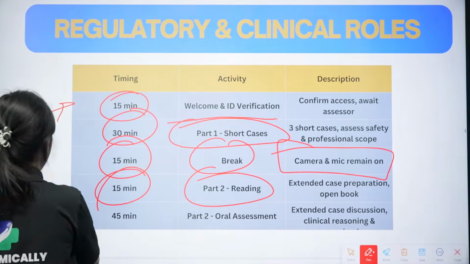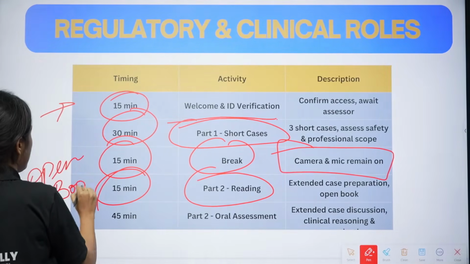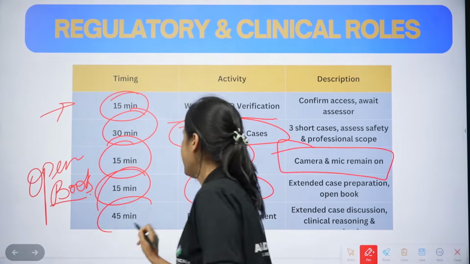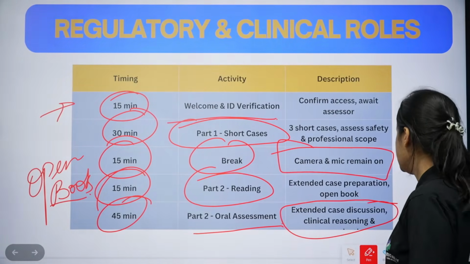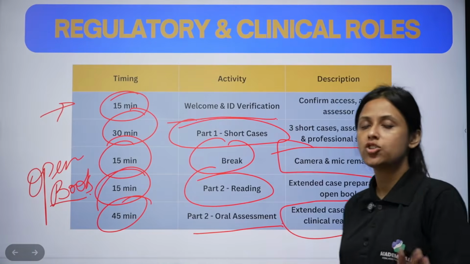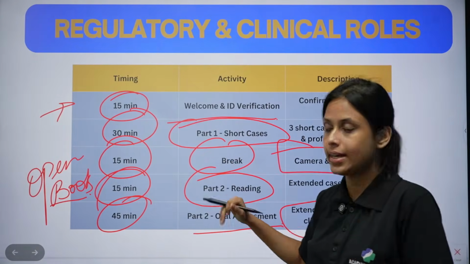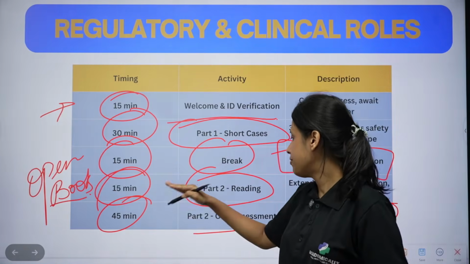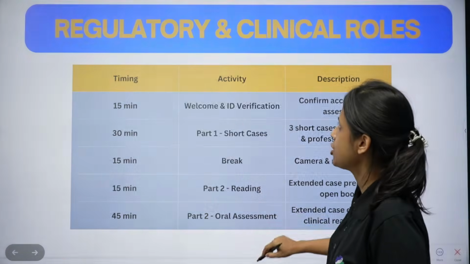Next 15 minutes, part 2 reading. Now, this is the actual open book time. It's written extended case preparation, open book. And in the next 45 minutes, part 2 oral assessment, extended case discussion, clinical reasoning, and professional scope. So to sum it up: 15 minutes introduction, 30 minutes part 1 with 3 short cases, 15 minutes break, 15 minutes part 2 reading, and 45 minutes for the oral assessment.